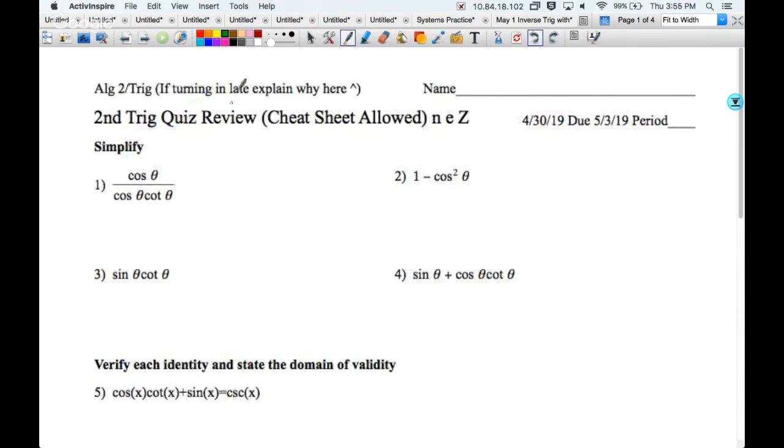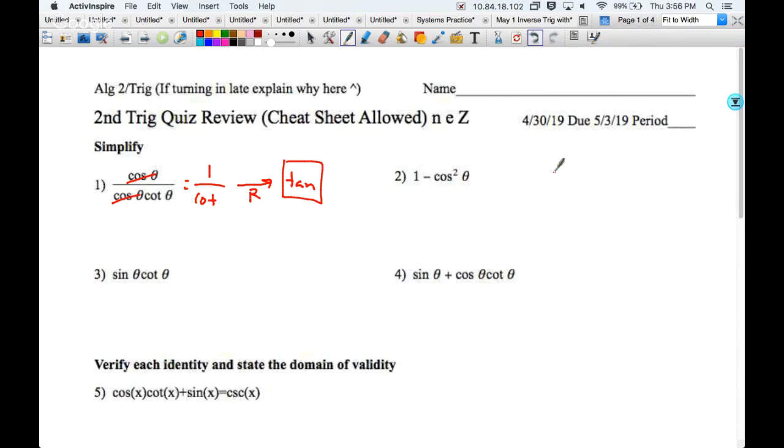Problem number one, don't forget to look and see if some canceling can happen right off the bat. These cosines can cancel out. So if we get rid of those, this actually becomes pretty easy. This is just 1 over cotangent, which we know by one of our reciprocal identities is just equal to tangent. And when I say simplify, I want to get each of these expressions down to just a single trig function. So there we go. It is just now tangent.